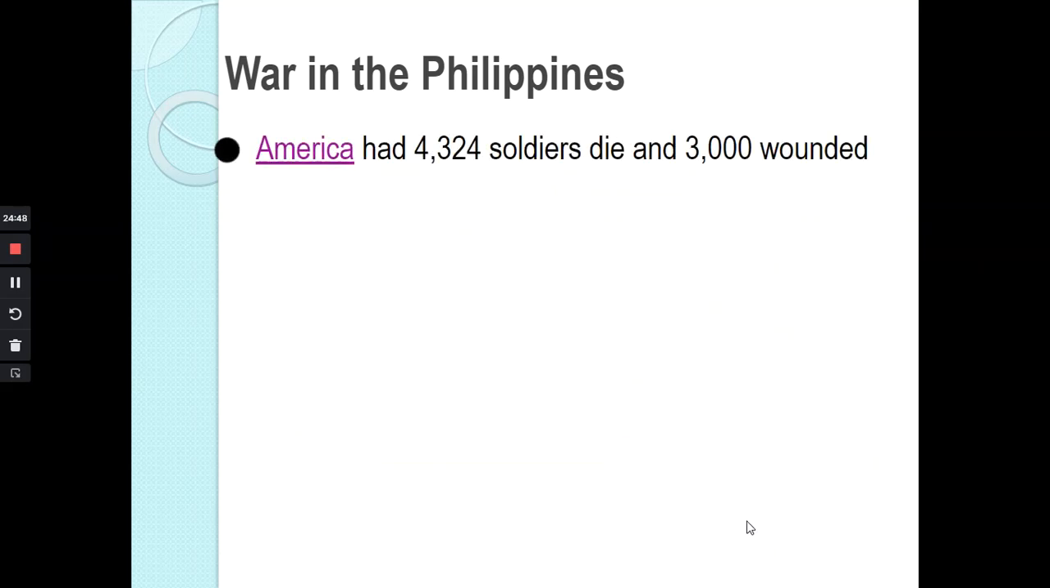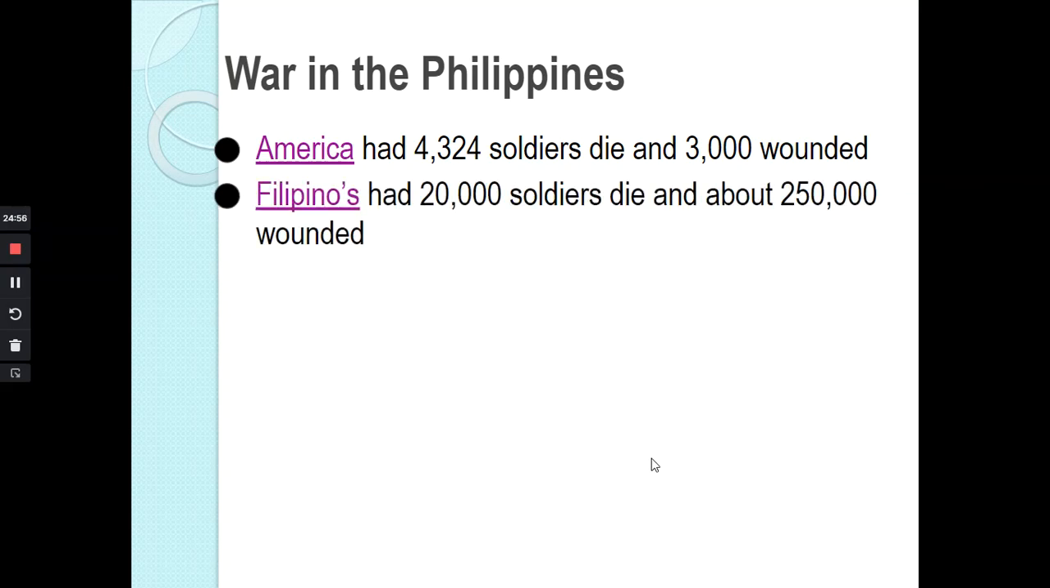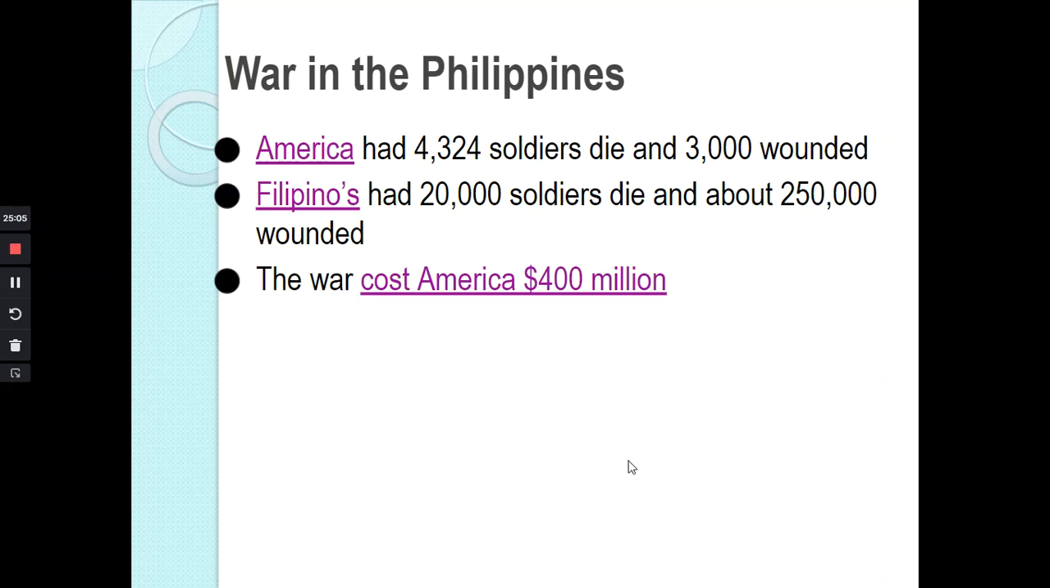In the rebellion by the Philippines against us, we have around 4,300 soldiers die, and the Filipinos had 20,000 die and 250,000 wounded. It cost us we paid 200 million for it, and it cost us 400 million to keep it.